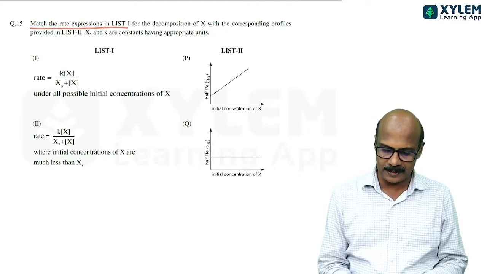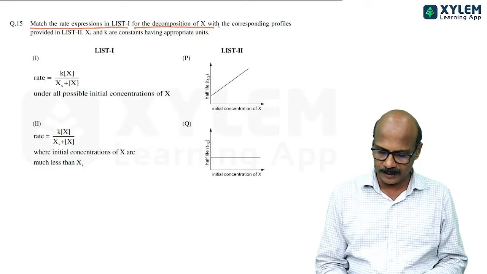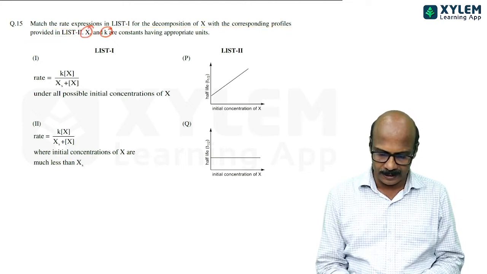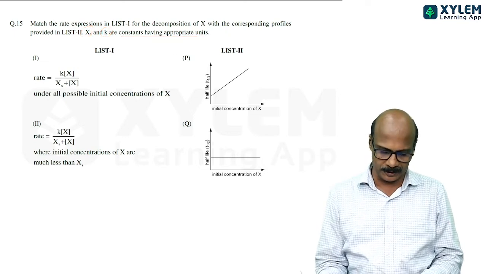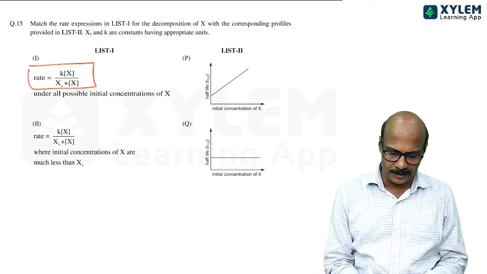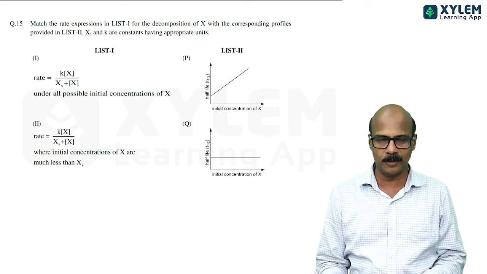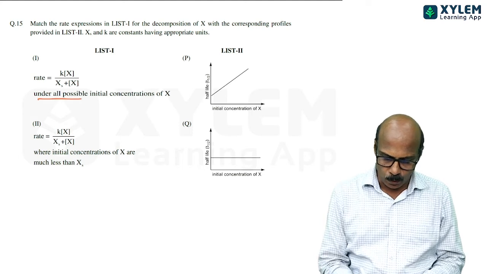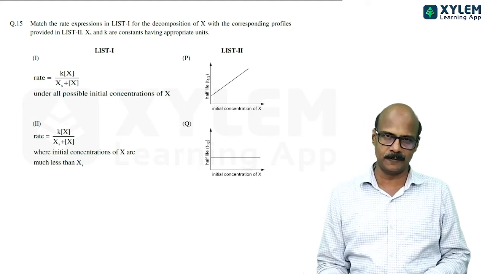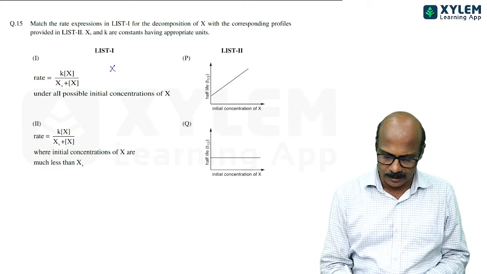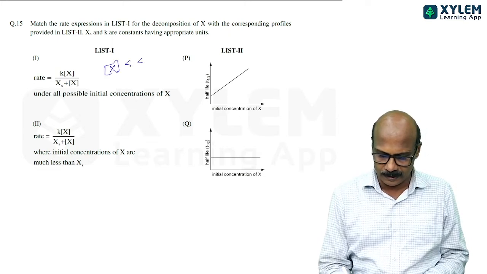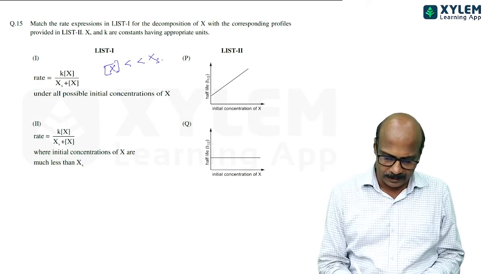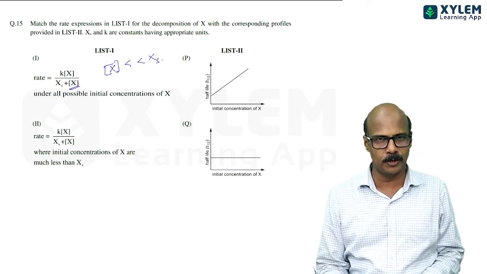Match the rate expression in list 1 for the decomposition of X with the corresponding profiles provided in list 2. Xs and K are constants having appropriate units. The first, they say rate equal to K into concentration of X divided by Xs plus concentration of X, under all possible initial concentrations of X. Suppose X is very small. Concentration of X is very small compared to saturated concentration. We can neglect concentration of X in the denominator.